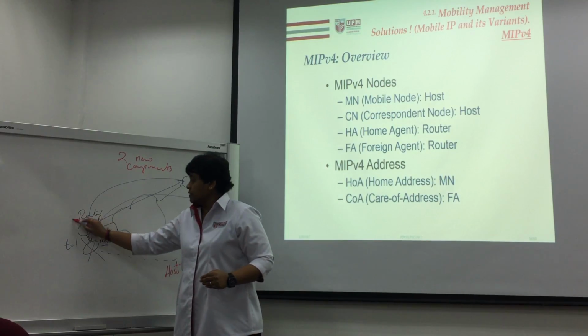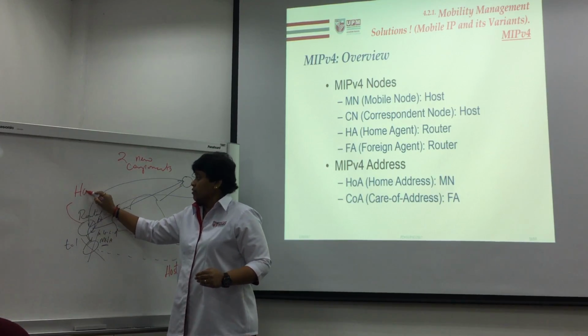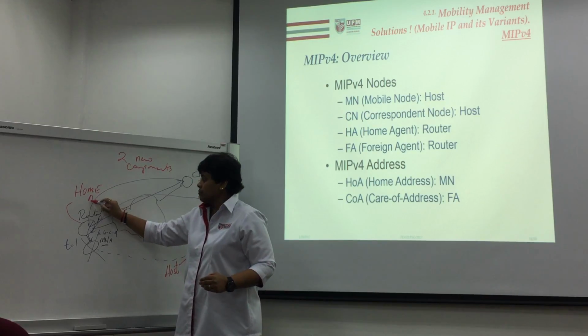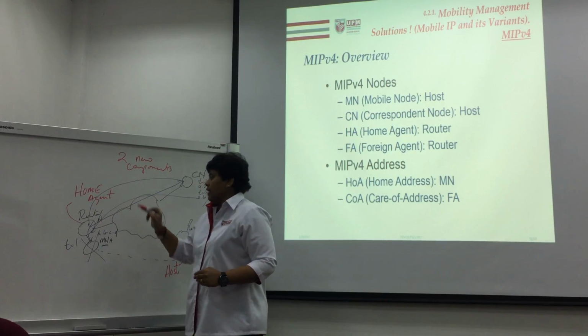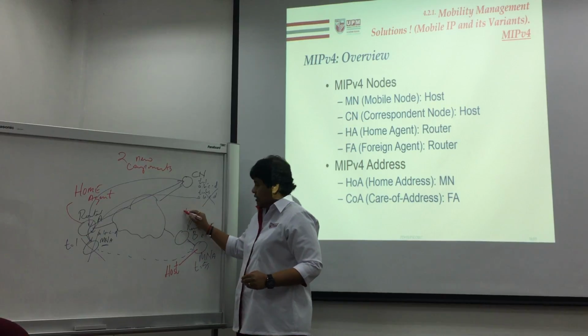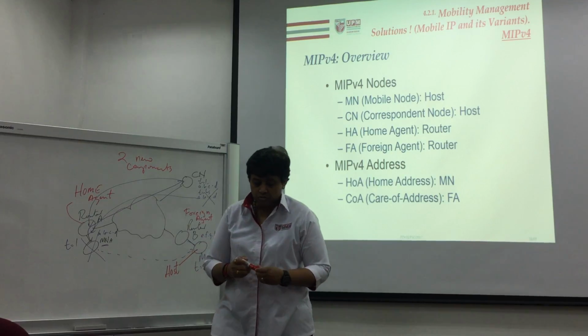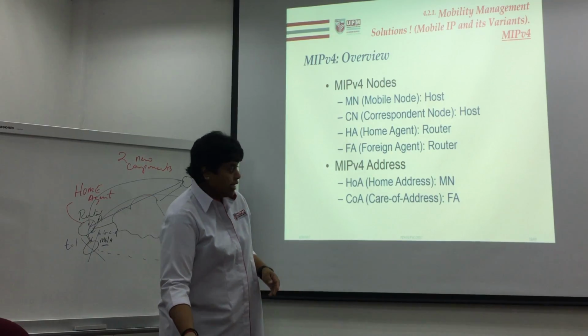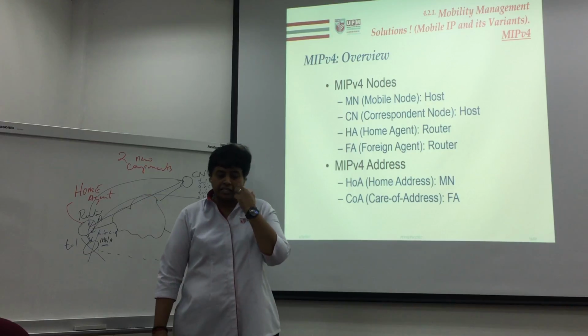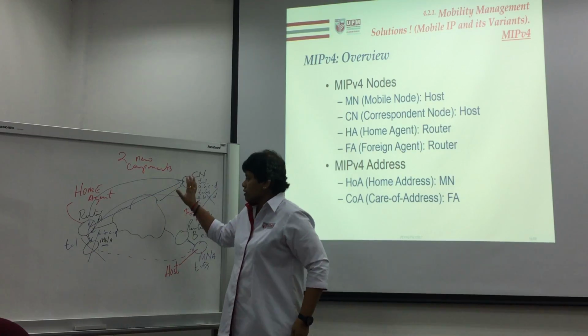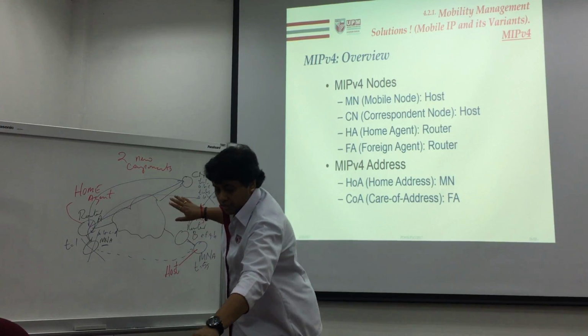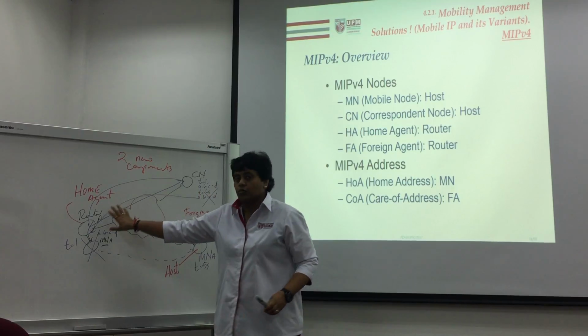So basically what happens is they create a new concept called home agent, and they create another concept called a foreign agent. Now with the help of these two elements is how the mobile IP is actually managed. Now what happens is basically the corresponding node will communicate with the home agent.